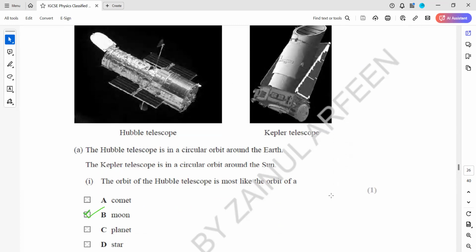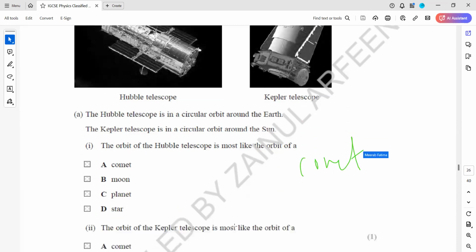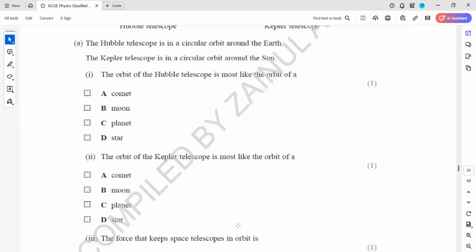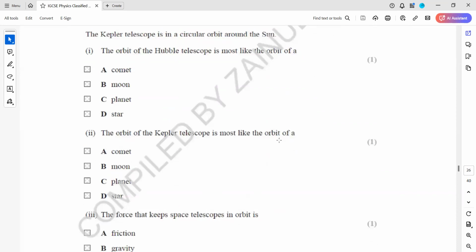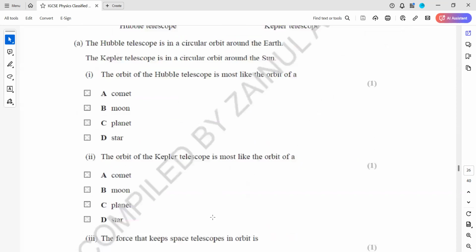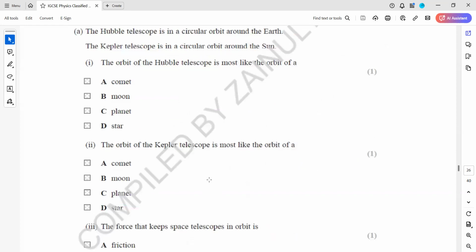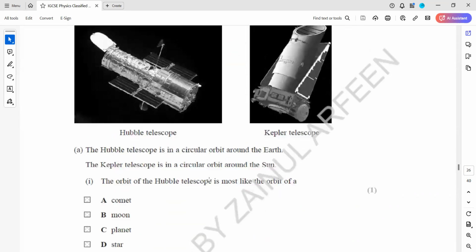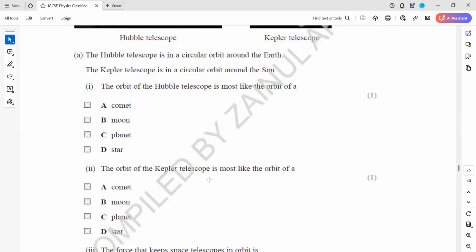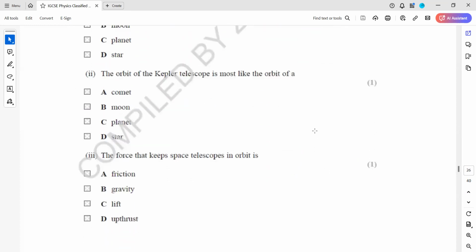like the orbit of the moon, and the Kepler one is orbiting the sun, so it will be like a planet. The options are there: comet, moon, planet. But it's likely to be a planet rather than a comet, because comets start from the edge of our solar system and then reach the sun. The force that keeps space telescopes in orbit is the force of gravity.